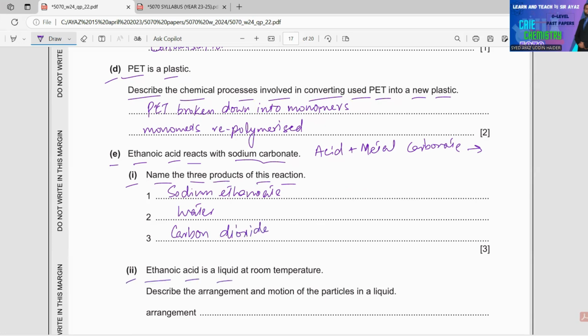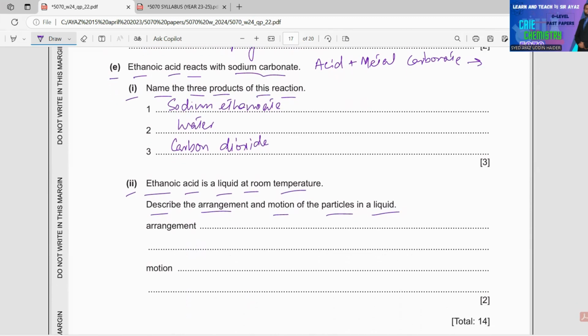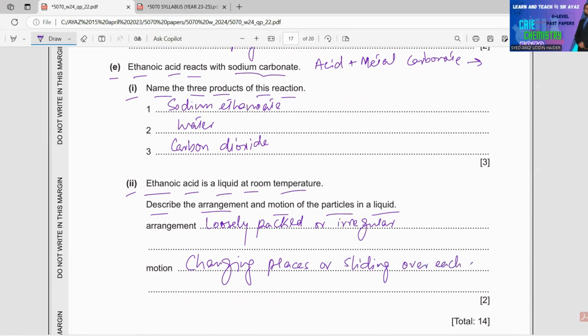Part 2, ethanoic acid is a liquid at room temperature. Describe the arrangement and motion of the particles in a liquid. Simply in a liquid, we know that the arrangement is loosely packed, which means it's irregular. What about the motion? They are changing places, or sliding over each other.